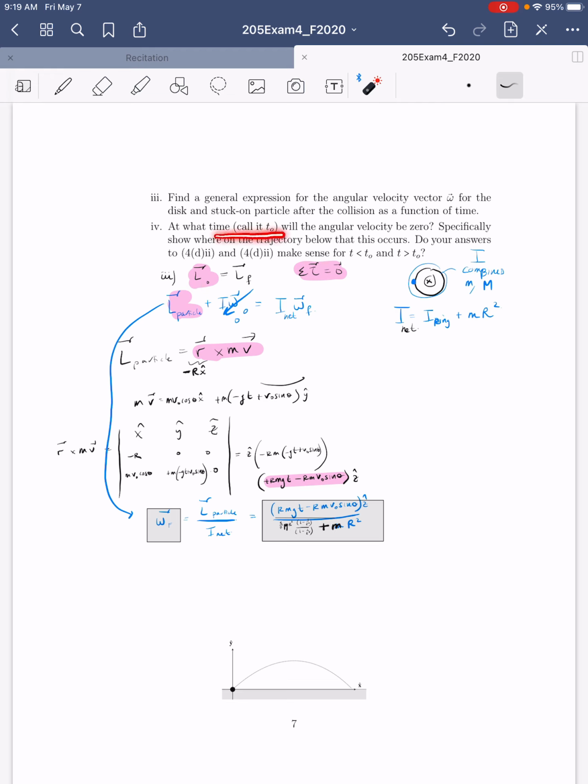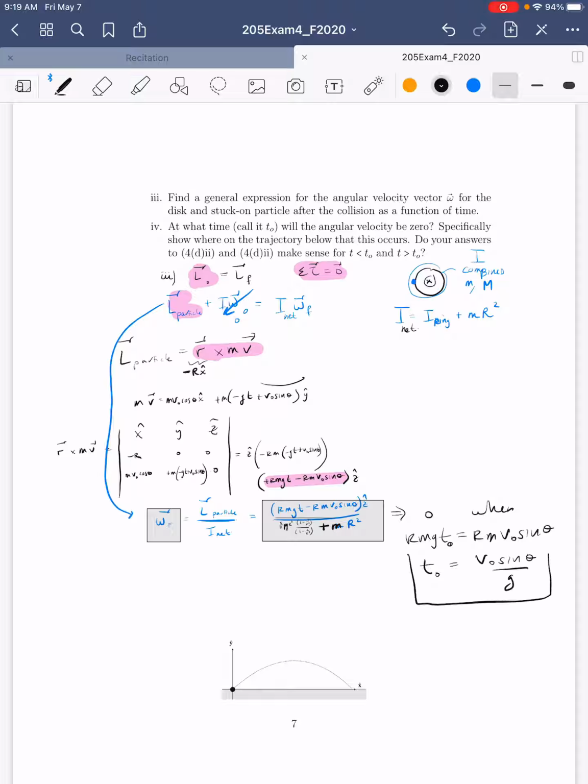It says, at what time, call it t0, will the angular velocity be 0? Well, the angular velocity is 0 when r m g t equals r m v0 sine theta. Or, calling that t0, the r m cancels, and t0 equals v0 sine theta over g. I don't know if you remember this from before, but this is the time it takes to get to the top when we worked kinematics.